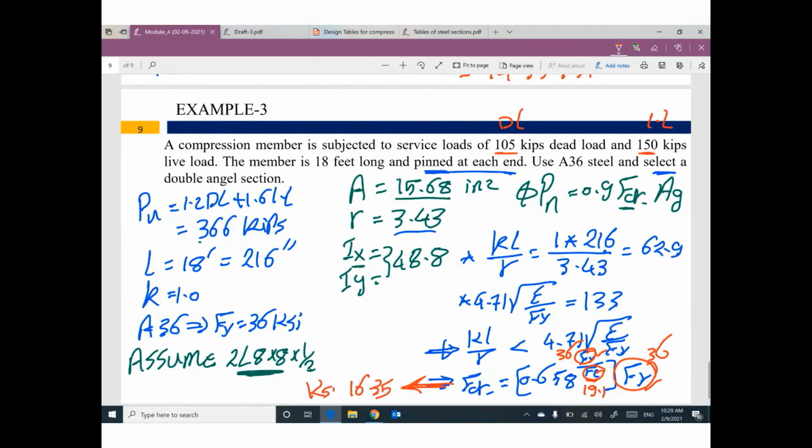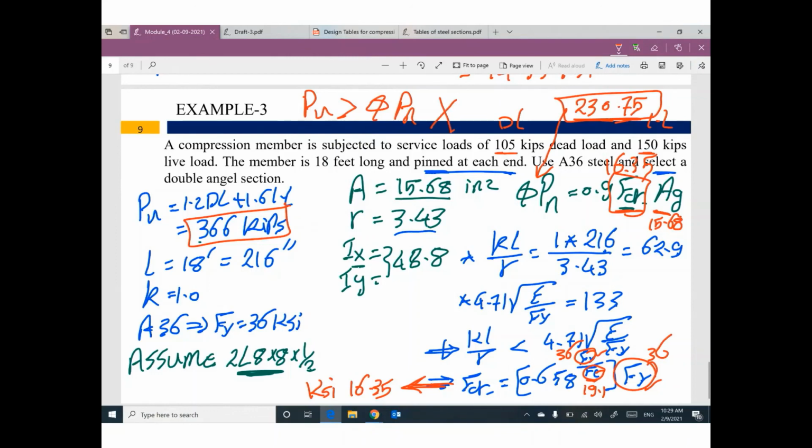16.35 ksi. Put the value of Fcr, 16.35. Area gross equals 15.68. So I can figure out the value of design compressive strength. It will be 230.75. Wow. It's unsafe. Pu, the ultimate, is still greater than phi Pn. It's unsafe. We need to increase the member to use a bigger one.